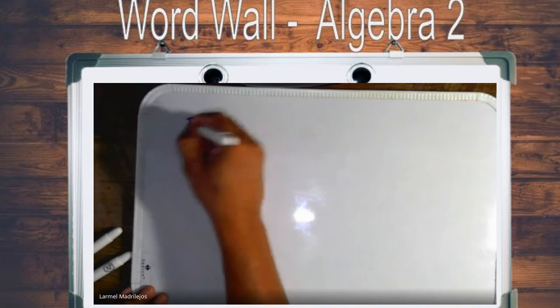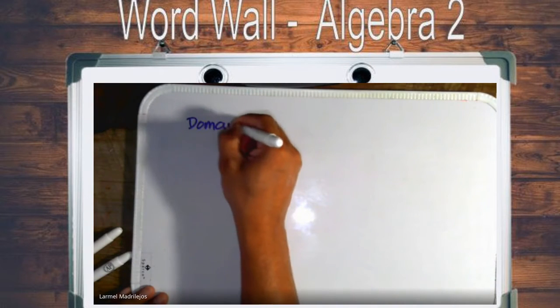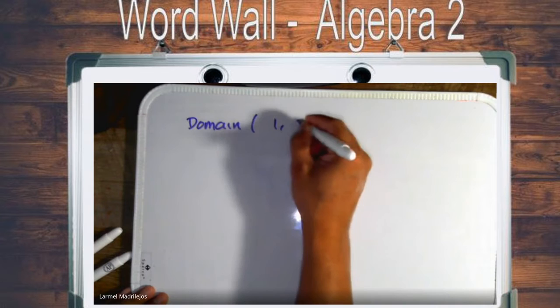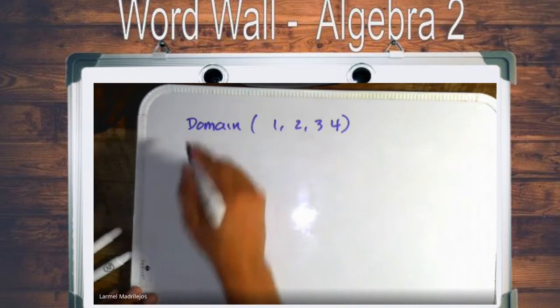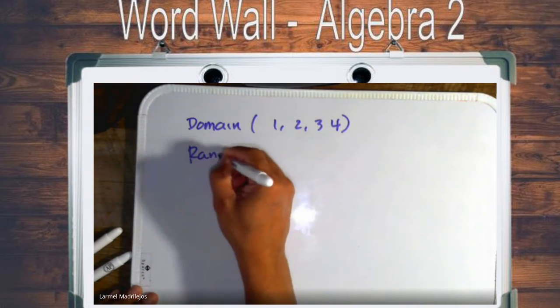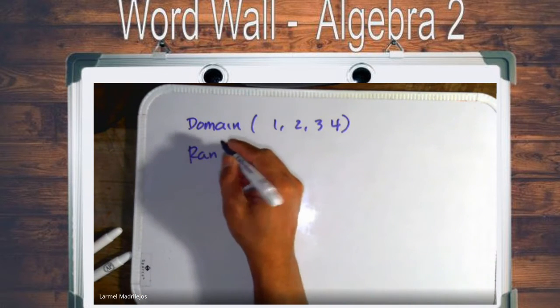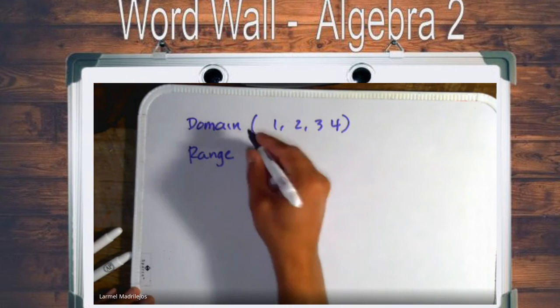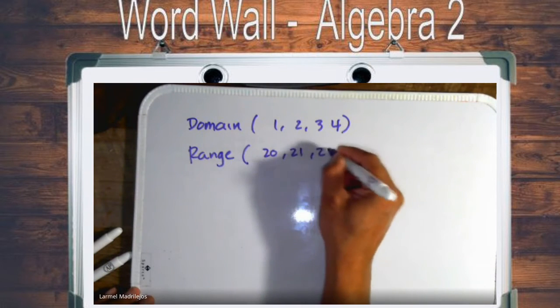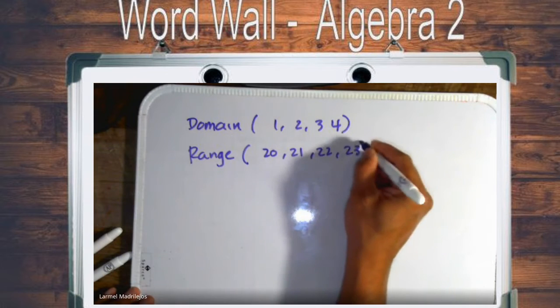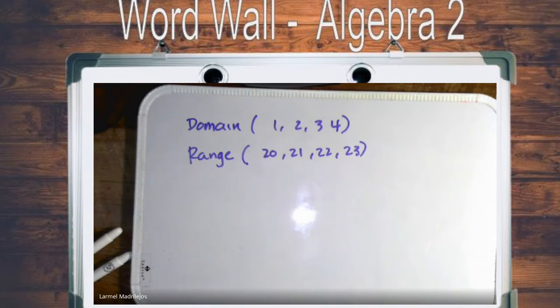Let's say the domain is 1, 2, 3, and 4. The range, remember the domain is input, the range is output. Let's say 20, 21, 22, 23. So this can be written in so many ways, okay?